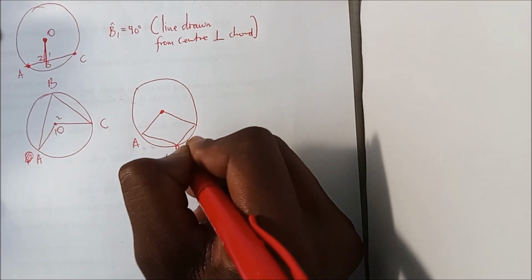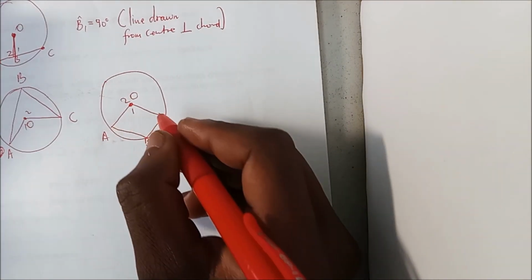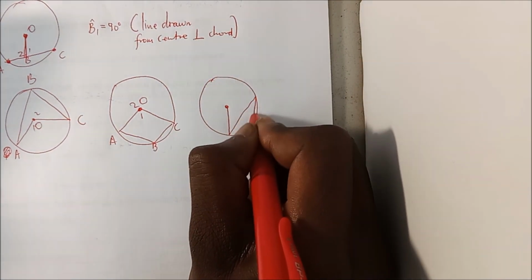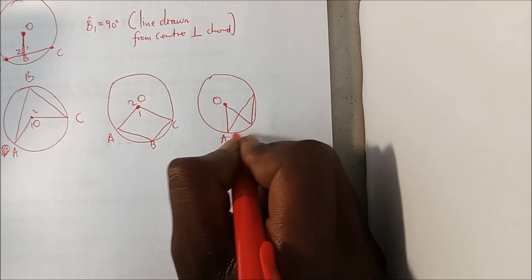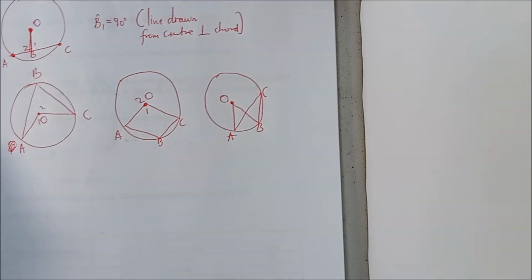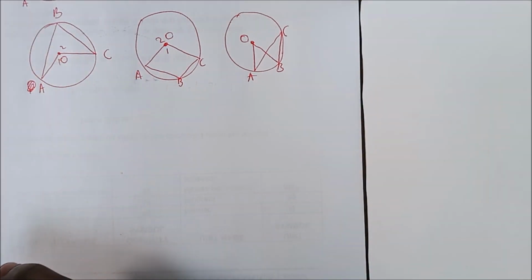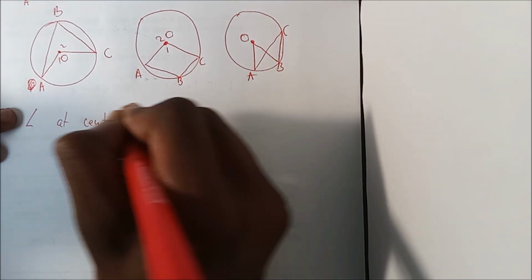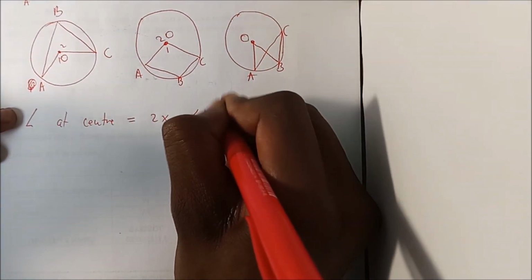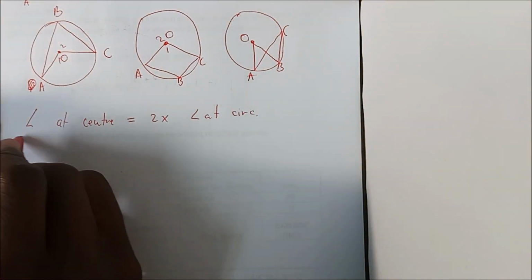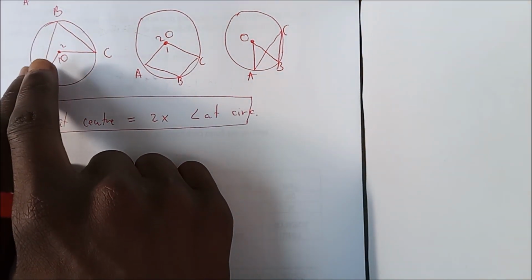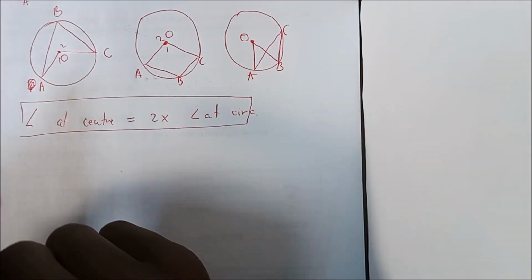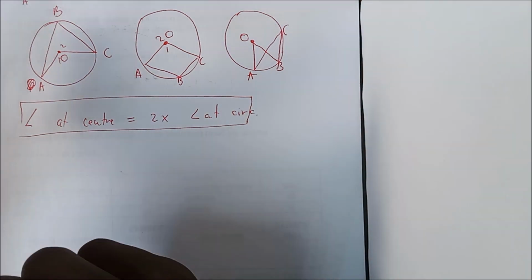So that's A, B, C, O, 1, 2, and then the third one will be O, A, B, C. So three different shapes. This theorem says angle at center equal twice angle at circumference. So I have three shapes, 1, 2, 3, and they are the same. This is the same shape. If you move them in your head, you'll see that you'll get the same shape.